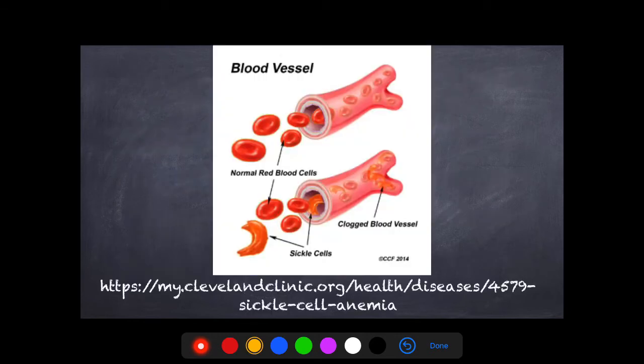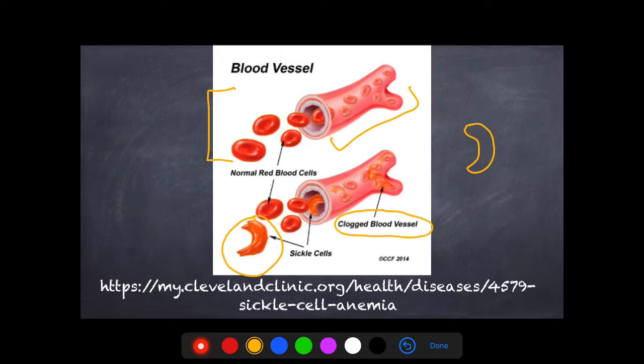So this is what it kind of looks like. Or it is what it looks like, honestly. So here you have your regular blood cell, your normal red blood cells. They're nice and round, they're easily able to move through your blood vessels. And then you have a sickle cell, which looks kind of like a half moon. And what happens is they easily clog blood vessels.